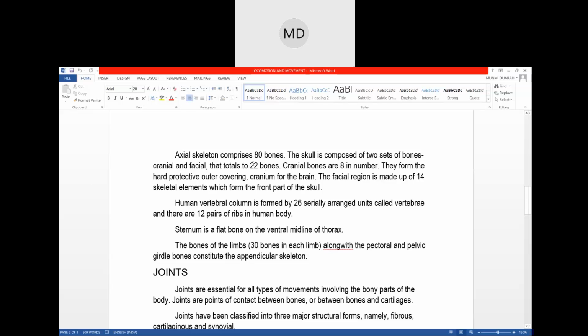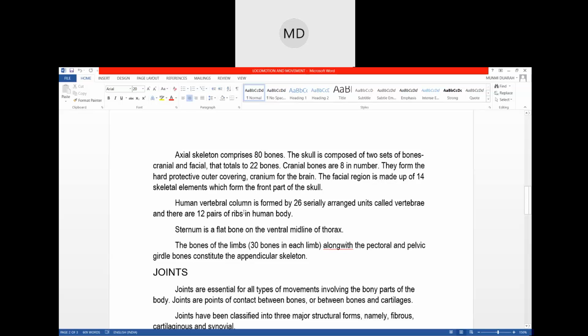The cranial and facial bones together have 22 bones, which means the skull has 22 bones. Individually, cranial has 8 and facial has 14. 14 plus 8 is 22. So try to remember the digits, okay?